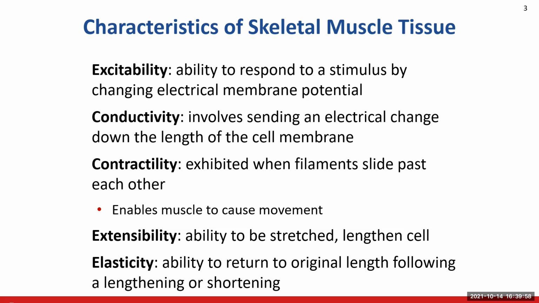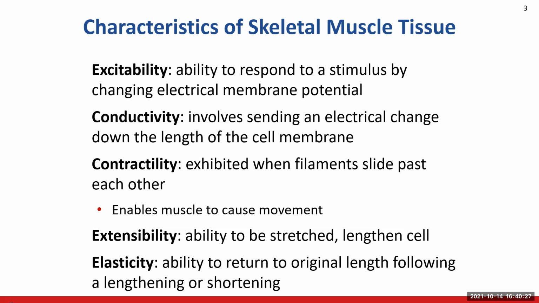So after talking about functions, we have to move into some of the characteristics of skeletal muscle. And if you notice here on our list of characteristics for skeletal muscle, the first two characteristics are very similar to the first two characteristics of nervous tissue. So with skeletal muscle, we have excitability, its ability to respond to a stimulus, that will eventually cause a contraction.